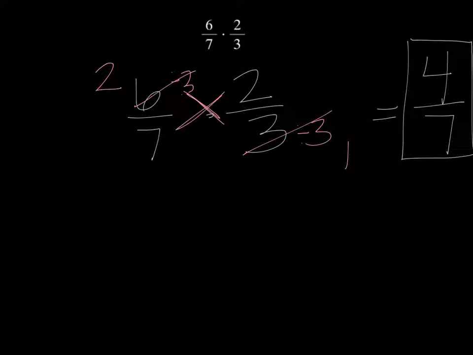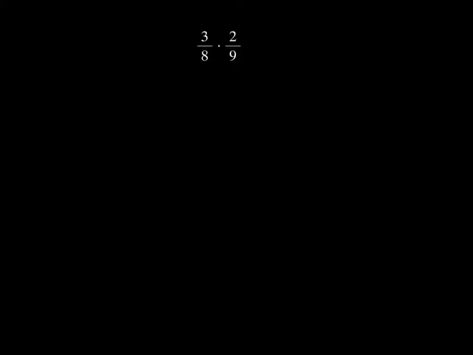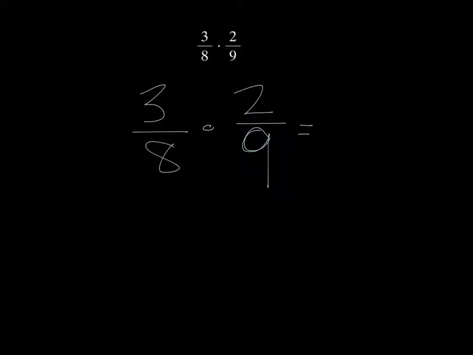Alright, let's try another. 3/8 times 2/9 equals, okay, looking diagonally, I have an 8 and a 2, oh, yep, divide by 2. This is where it's real handy, you guys, to know your multiplication facts. 8 divided by 2 is 4, 2 divided by 2 is 1.